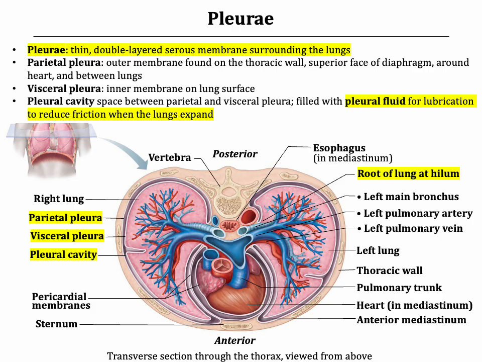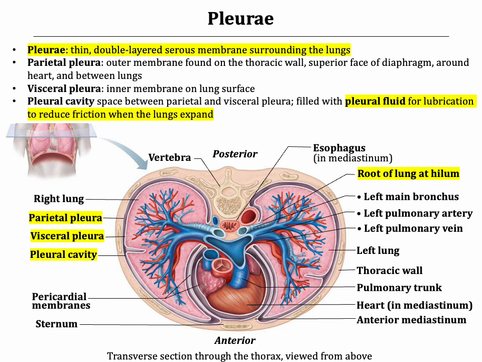So there are 2 layers making up this sac. We have the parietal pleura, being the outer membrane found on the thoracic wall, found on the superior face of the diaphragm, around the heart, between the lungs, so really lining any outer surface, while the visceral pleura is on the inner, or on the surface of the lung itself. It's the inner membrane here.